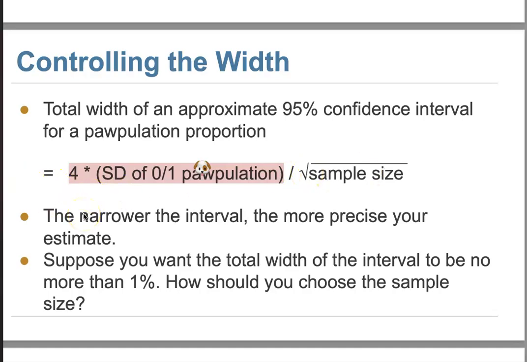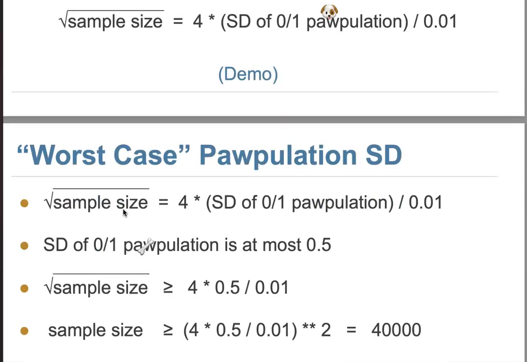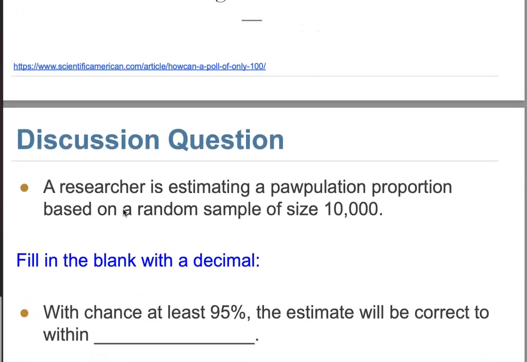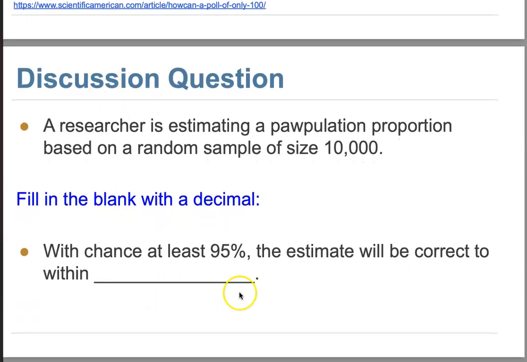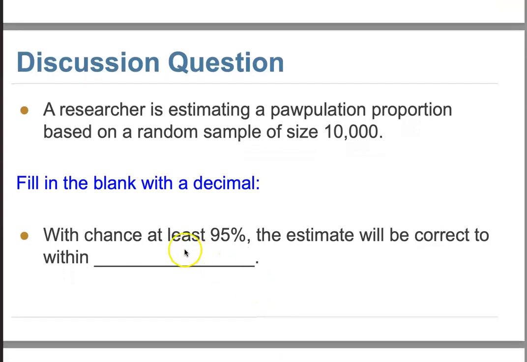That means 4 standard deviations. If you want to state the margin, after you calculate it will be 2%, but 2% actually is the whole interval. So it depends on how you want to say the correction. This one, the estimate will be correct to within, is kind of the margin of error. So that will be plus or minus 1%.